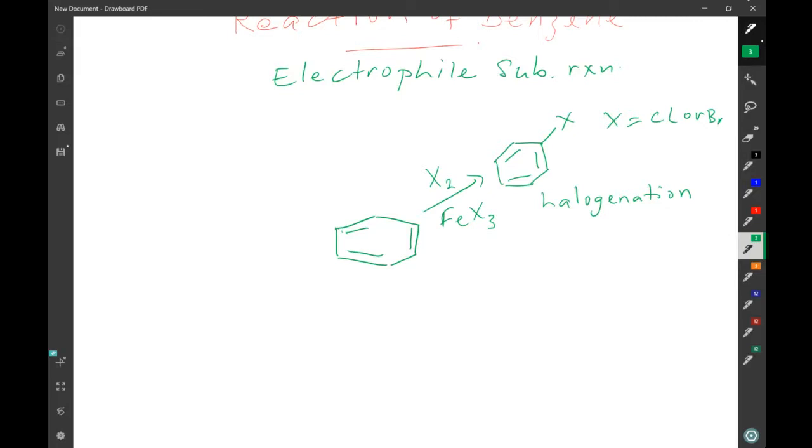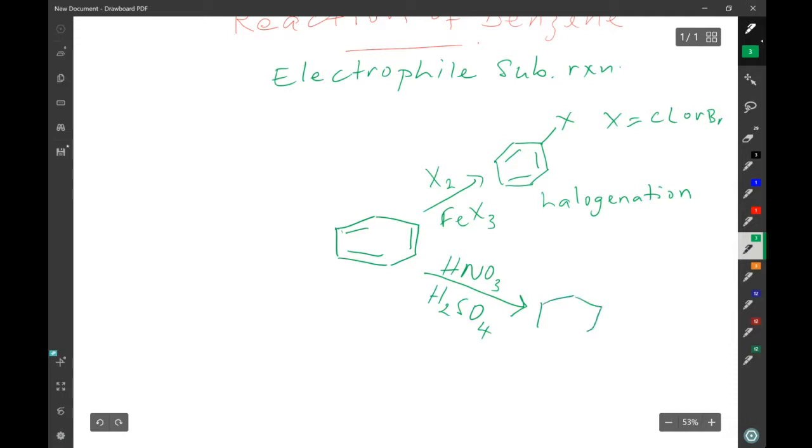The second type of reaction I want you to remember is the nitration of benzene. The nitration of benzene is done using nitric acid mixed with sulfuric acid. When you do that, you form nitrobenzene. This reaction is called nitration. The mixture of nitric acid and sulfuric acid is referred to as the nitrating mixture.